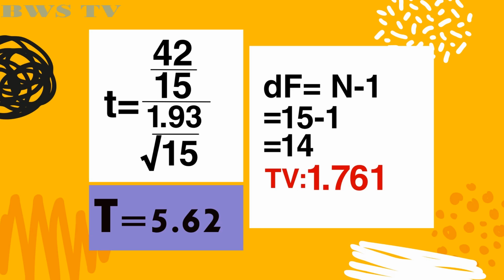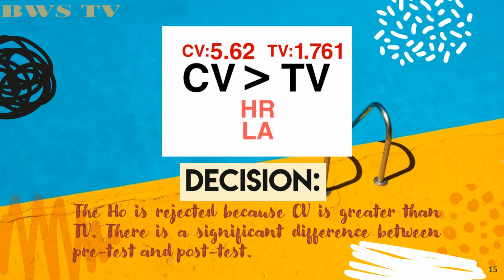So now we have the computed value, we can now proceed to the next step, which is to find the degree of freedom. And n minus 1. N is 15, subtract 1 from it, it becomes 14. So based on the table, find the 14th row, and it is 1.761. So now we have the values of CV and TV. CV is 5.62 and TV is 1.761. And we could compare, and CV is greater than TV. So we can conclude that the HO is rejected because CV is greater than TV. There is a significant difference between pre-test and post-test.